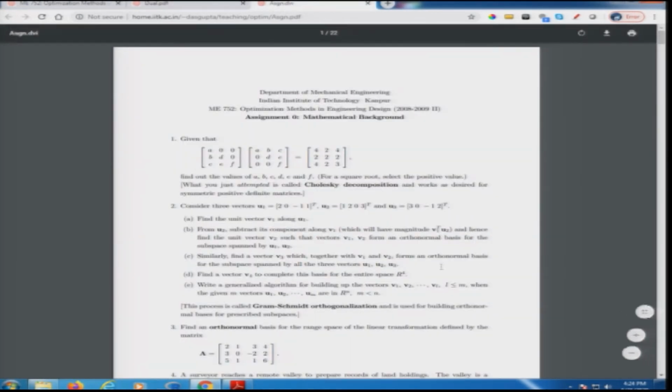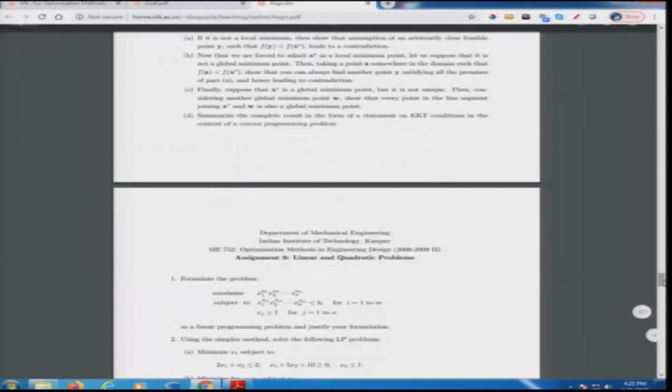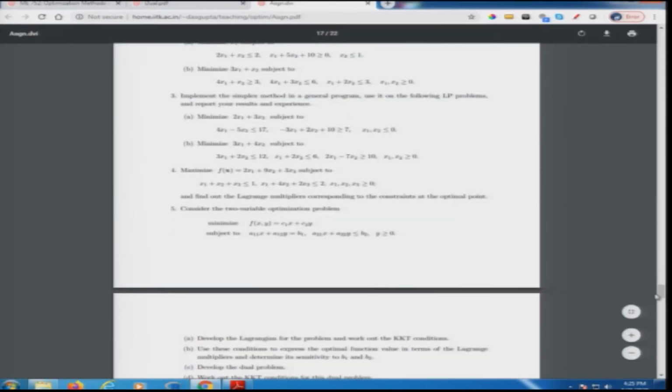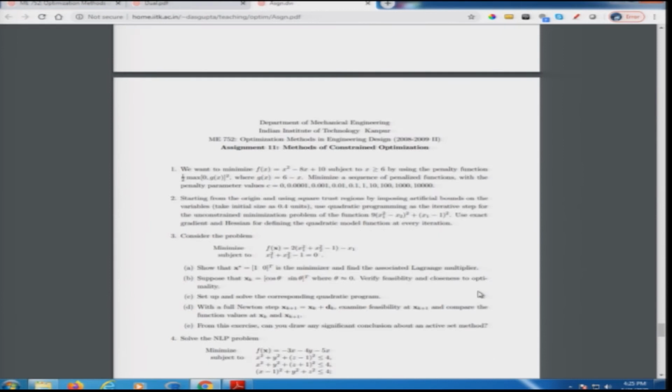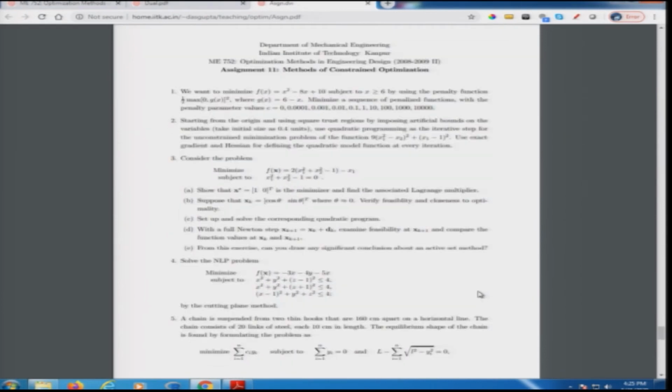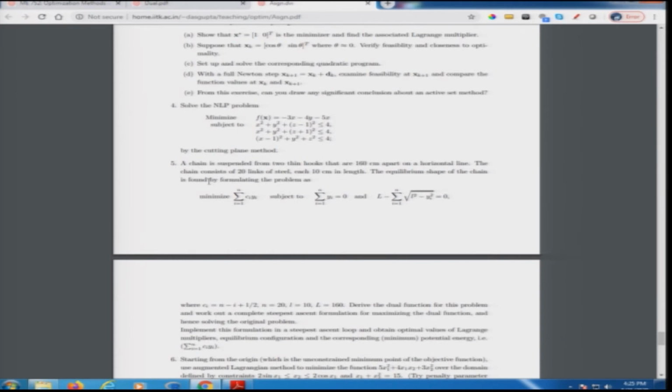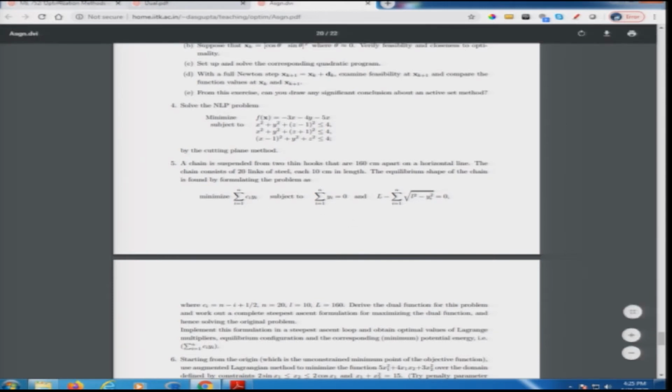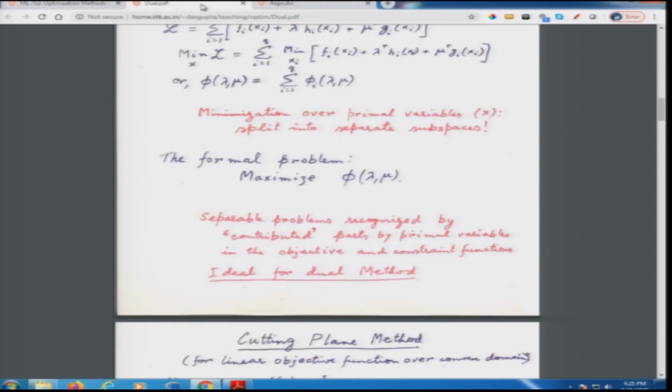In the assignments, you will find one such problem, and I advise you to do that quite seriously and see how it works in assignment 11. Yeah, this fifth question of assignment 11, this suspended chain problem. Here you will see that the objective function as well as the constraint functions are all contributed parts. Okay. So, this will operate very well by a local duality itself. Okay. Now, we come back here and see what else we have.